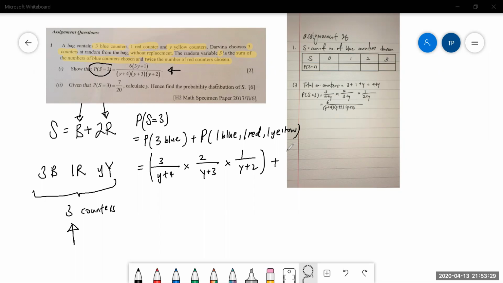Is it 1 minus that? Not just 1 minus the probability of 3 blue. No, cannot. 1 minus probability of 3 blue doesn't mean anything. It just means that I'm getting not 3 blue. You understand what I mean? 1 minus probability of 3 blue, I'm just getting the probability of getting not 3 blue.